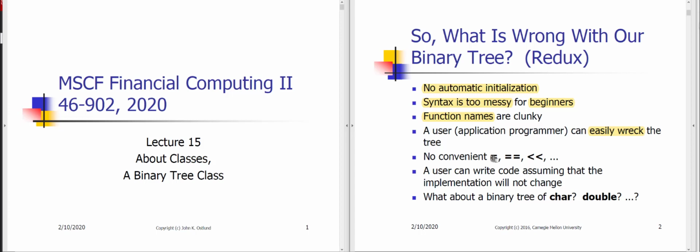We'd like to be able to assign one binary tree to another with a single equal sign. We'd like to be able to compare two binary trees for equality with the double equal sign and so forth. And we would also like to hide from our user, that is from an application developer, a lot of the internal implementation details of binary trees, so that we don't develop a collection of application developers who assume that our tree is implemented in some certain way, because in the future, we as the developers of the binary tree code might wish to improve it for efficiency or to save space or something like that.